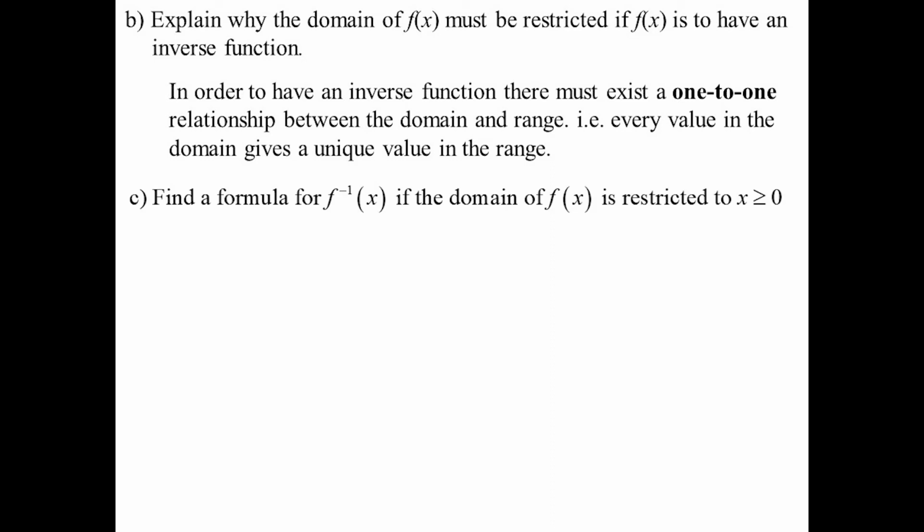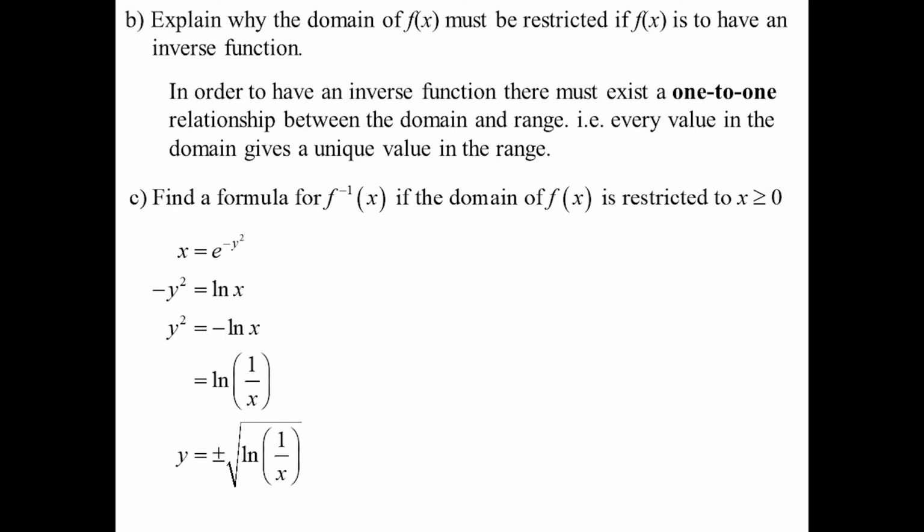So now they want us to find a formula. They've told us the restriction is going to be x is greater than or equal to 0. So we swap the x and the y's around, and we have to make y the subject. Well, after a bit of working out there, we get that y is plus or minus the square root of the log of 1 on x. Plus or minus. Well, we can't have plus or minus because we need to be unique. We need to know which one is it.